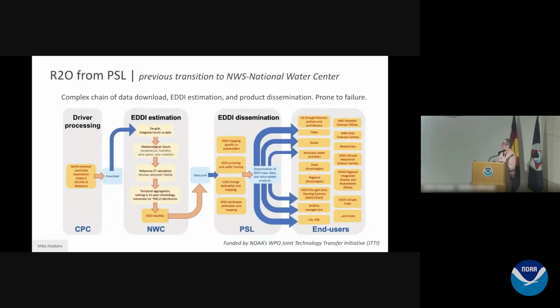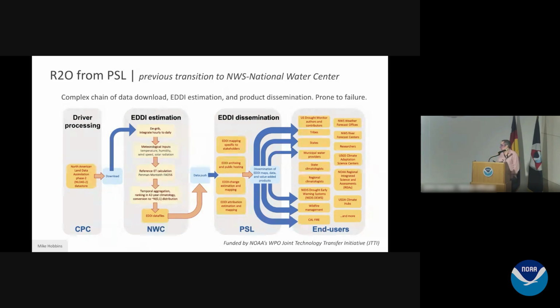Okay, so trying to wrap up and get over to the CPC here. This is a spaghetti plot, well, not a spaghetti plot, but it looks like a mess, a rat's nest, if you like. This is what EDDI looked like before we had this R2O process. CPC was where we were getting the drivers. The National Water Center was downloading them and generating EDDI for us. They were piping those files to us. We were slicing, dicing, and creating maps. And then when we were pushing them to users, prone to failure. Very complex process, prone to failure.